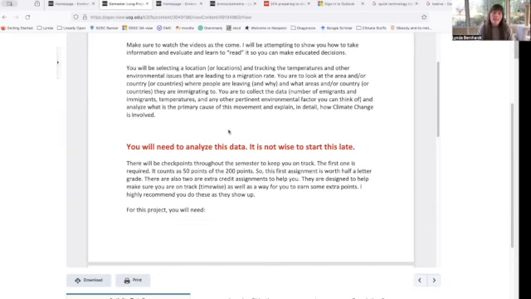You are looking at environmental reasons of immigration and emigration. You're going to be collecting data. You're going to be collecting population numbers, the temperature, fires, floods, that kind of stuff. You are to keep up with this the entire term. You've got a lot of info.